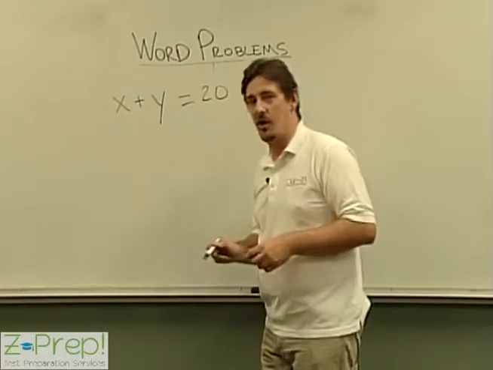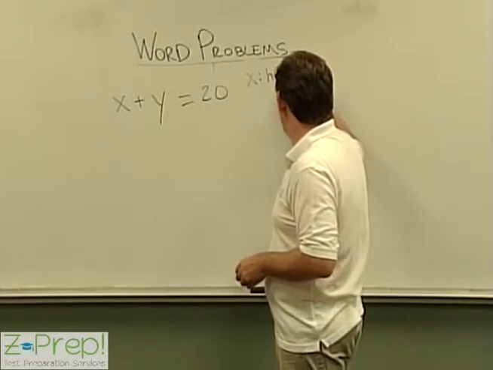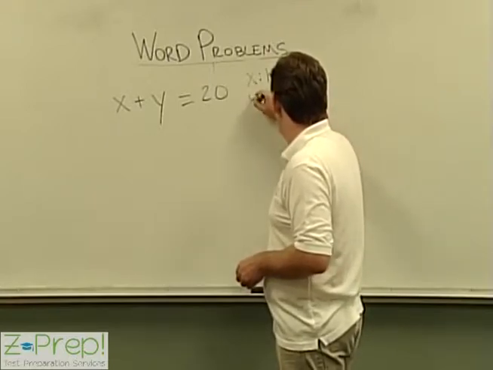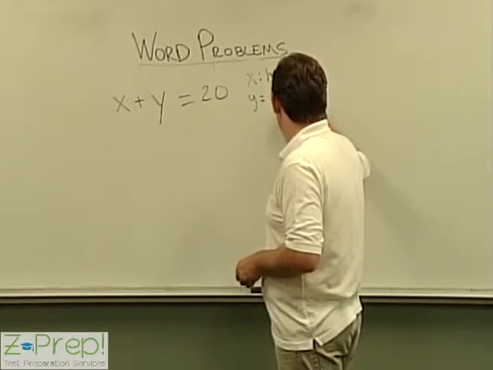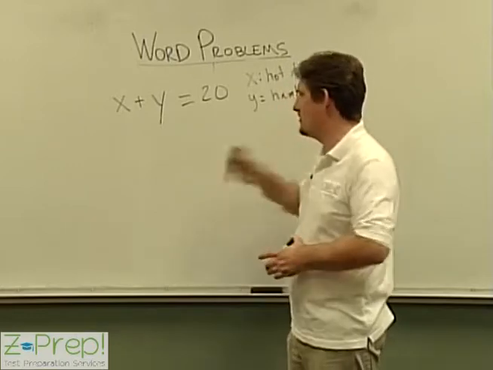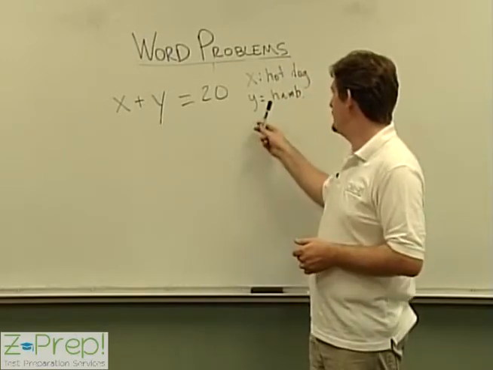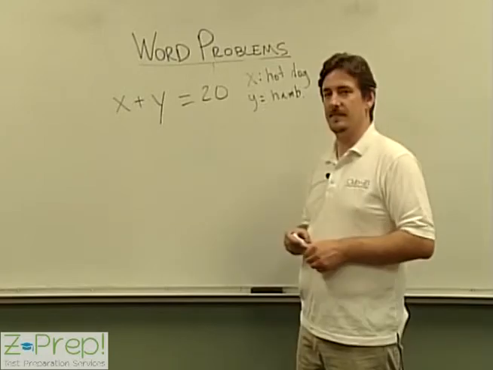Now it's useful to label what you're doing. X is going to be the hot dogs. Y is going to be the hamburgers. You don't have to get real creative with it. X and Y will usually do. But it helps keep you from getting mixed up if you just make a note.